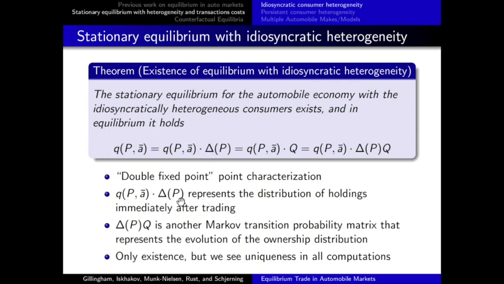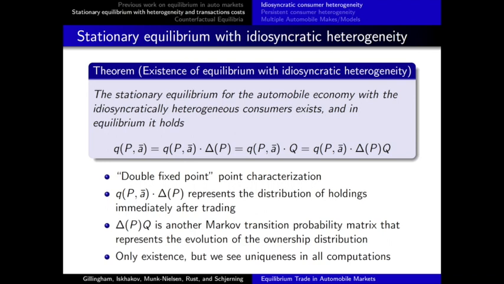on the trading matrix. So delta P really represents the distribution of the holding time immediately after trading, and that's going to be constant in equilibrium. So that should be verifiable. And then this is another transition matrix. It's also time invariant, which just ages the cars, right? In the stationary equilibrium, it's also time invariant when you have this aging and trading at the same time. So this matrix here is another market transition probability matrix that represents the evolution of the ownership distribution that is also invariant in equilibrium.